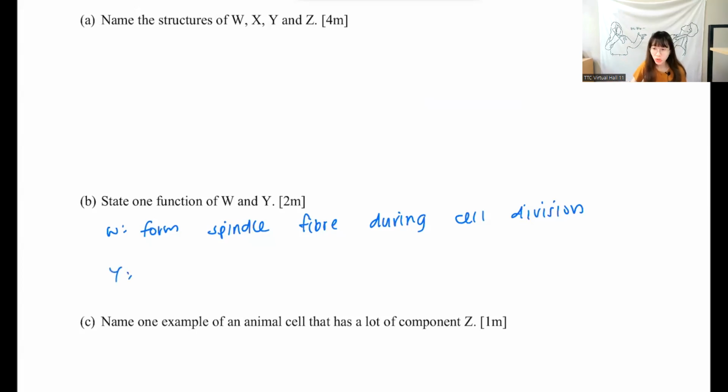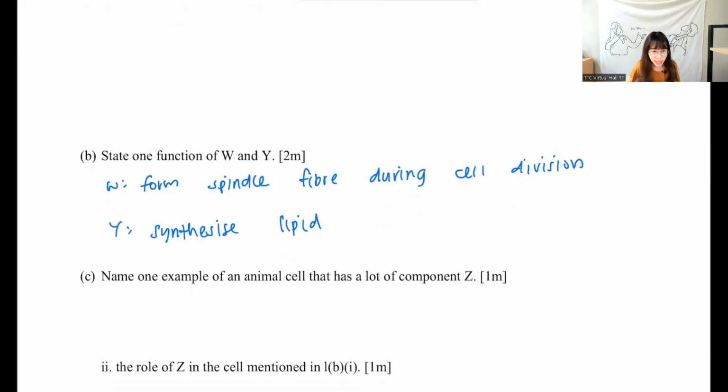Now, Y is a smooth ER, right? So what is the function of smooth ER? We want to synthesize, there's nothing on top, right? It means it's not protein. It's lipid, very good. So you can say synthesize lipid. Or you can write to undergo detoxification process also can. Detoxification of drugs and poison also can.